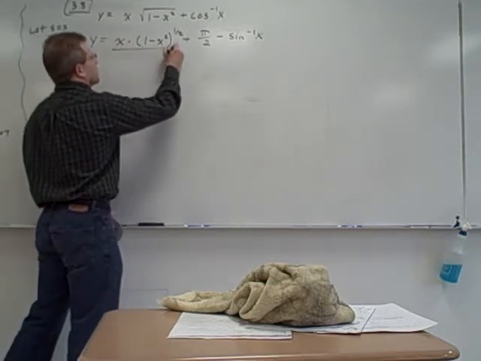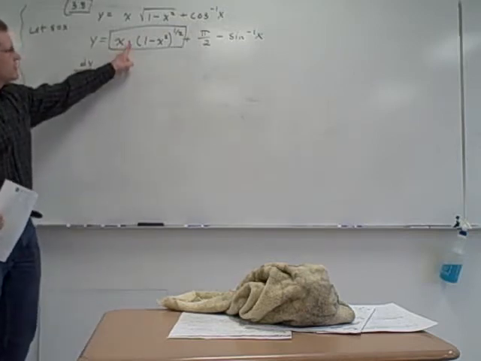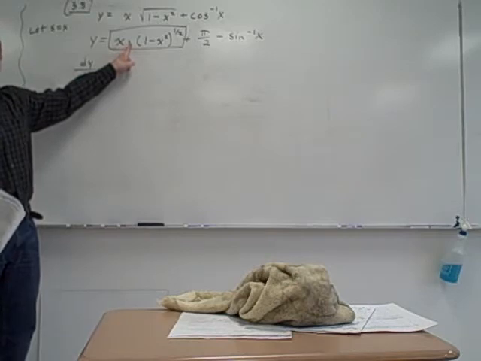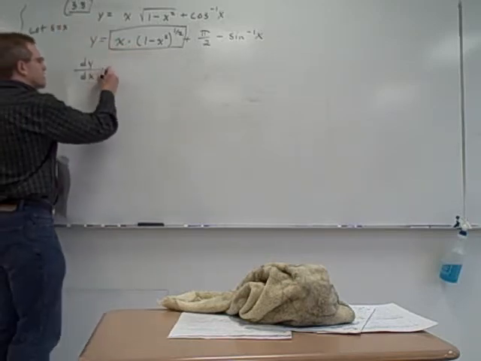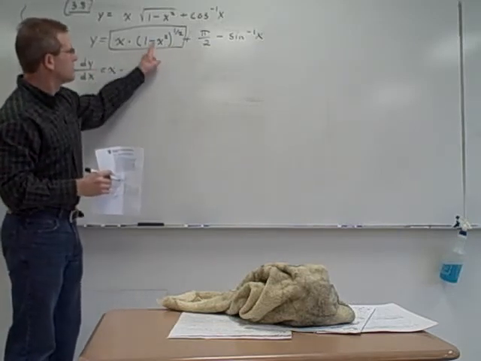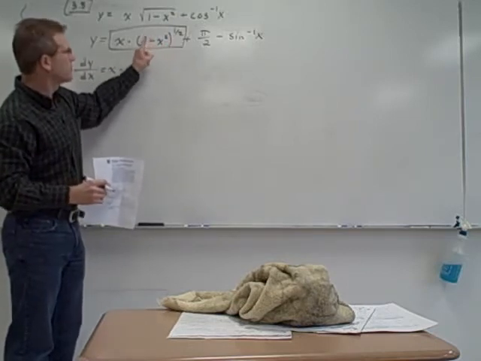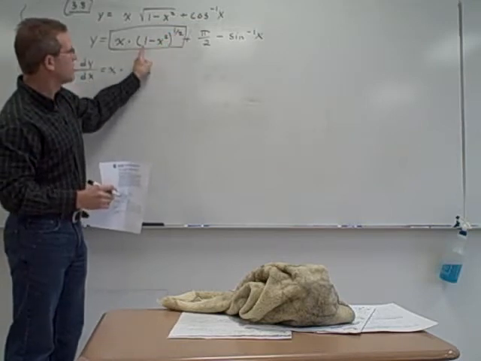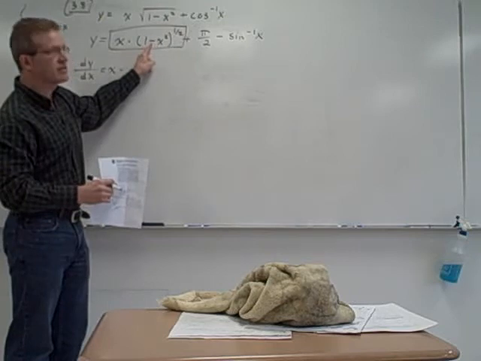Let's start with this term right here. I see multiplication and I see a variable expression to the left and to the right. So what rule am I going to have to use? Product rule. Product rule says you take your first expression, which is x, times the derivative of your second expression. So your second expression is this 1 minus x squared to the half. To do that derivative, I have an outside half power. I have an inside expression of 1 minus x squared. What rule am I going to need right there?